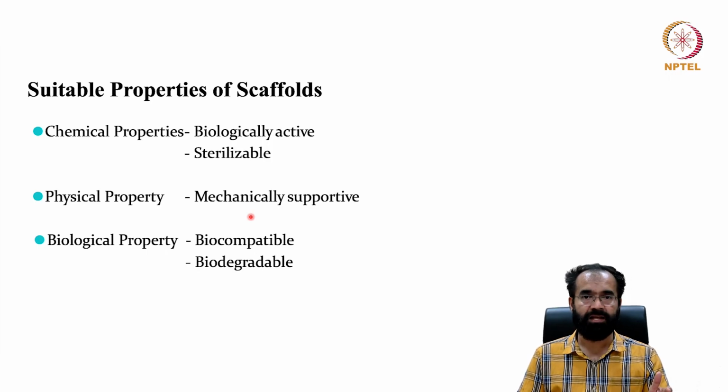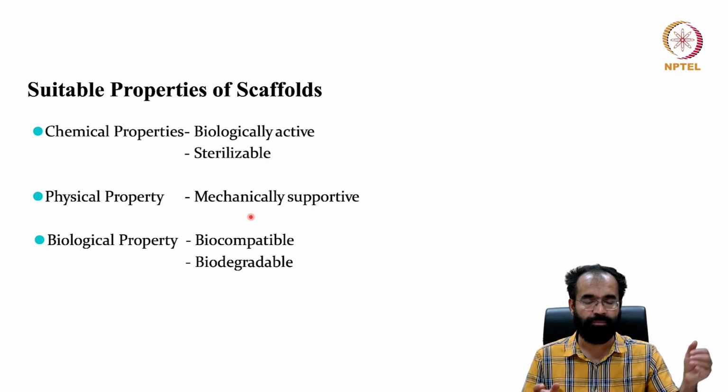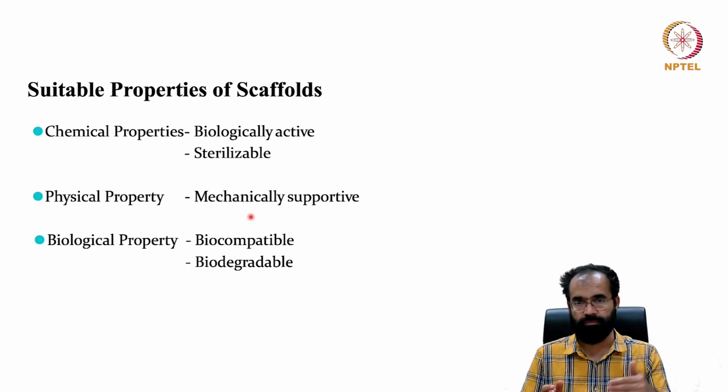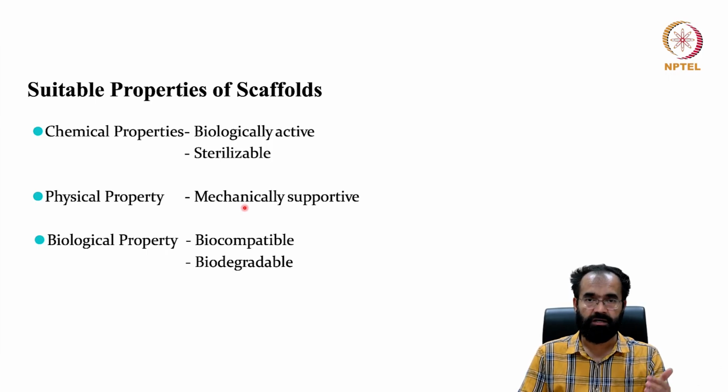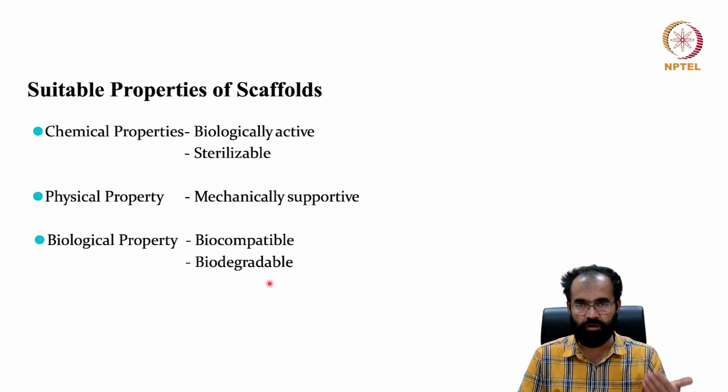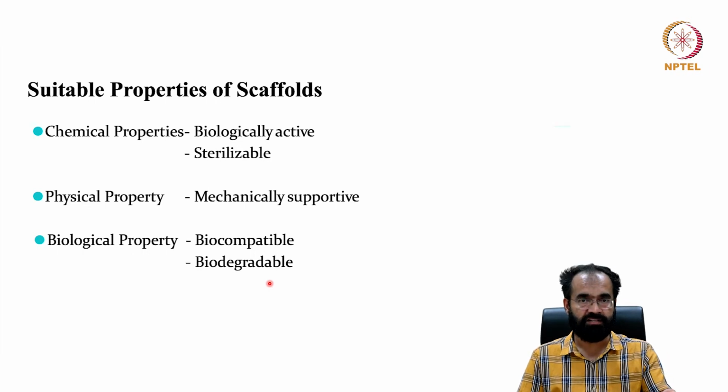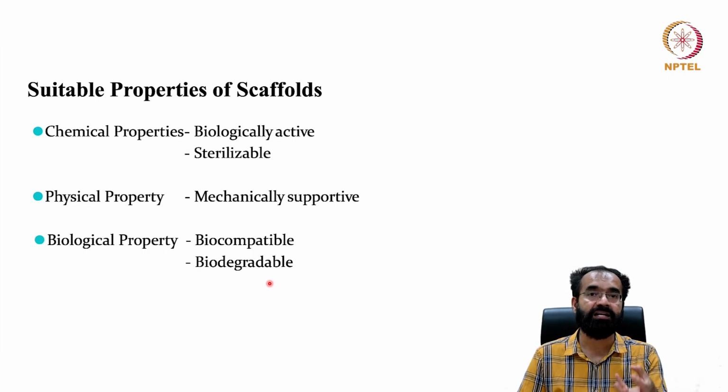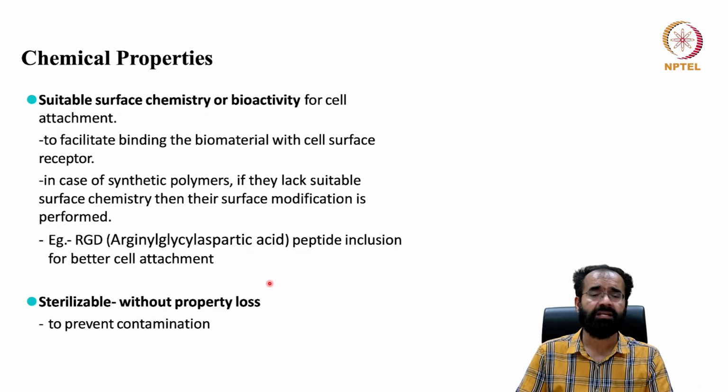If everything is fine, but the moment cells are growing it is crumbling because of the weight of the cell, or the moment you pass the nutrition or the medium flowing through them, then they are perishing. You don't want those kind of scaffolds. And biological property should include biocompatible and biodegradable. This I already discussed in the previous slide, that it should be friendly to a living cell that is growing on it. And let us look into the chemical properties.